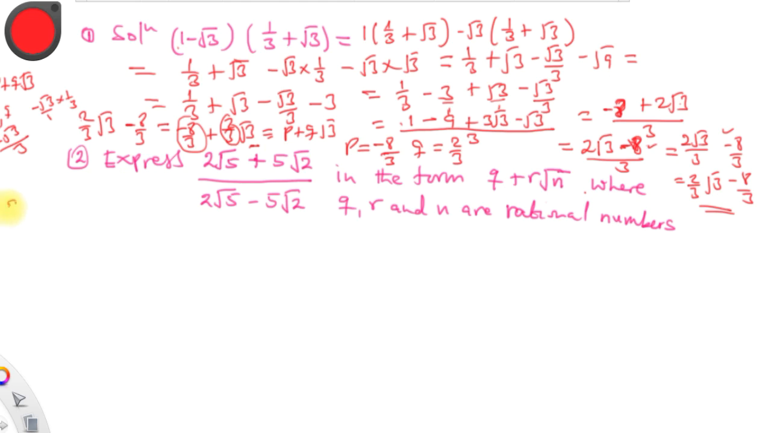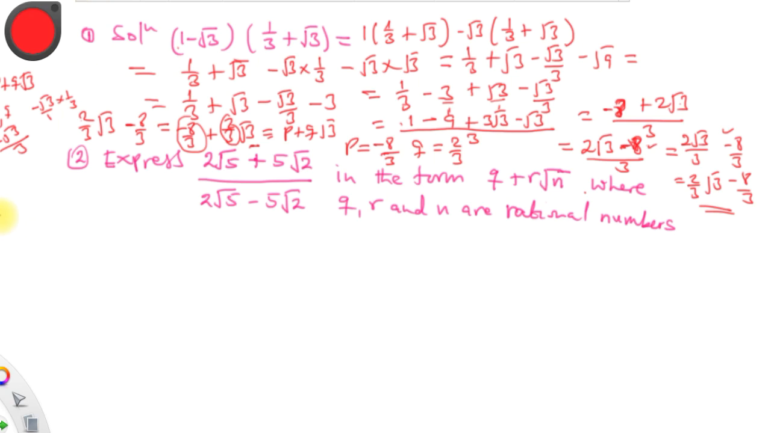We have 2 root 5 plus 5 root 2, all over 2 root 5 minus 5 root 2. Okay, let me write it well, guys. Let's just write it well. Okay, so we have what?